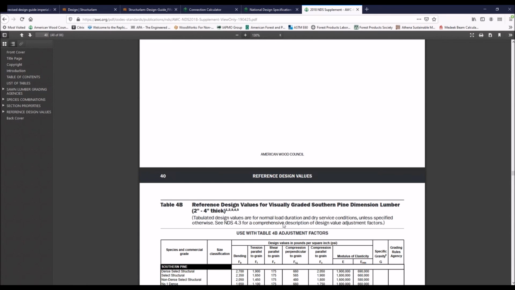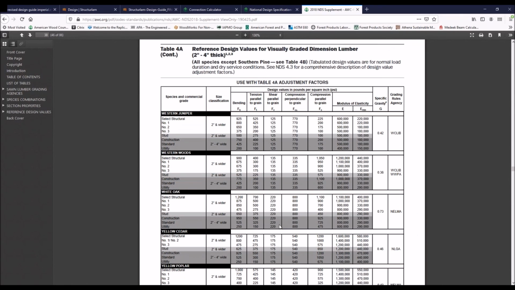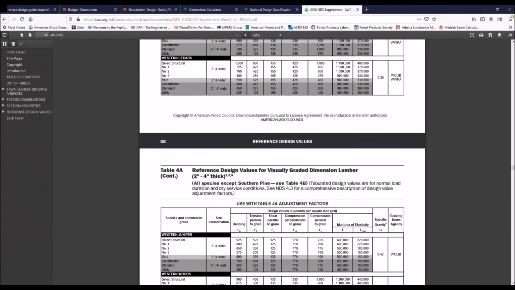But there's a lot of other species that you might come across that are in the NDS supplement. So here's table 4A. I've got up on my screen here. Let me make sure my audience view. I lost it. There it is. Okay. Got it back. I can see what you guys are seeing.